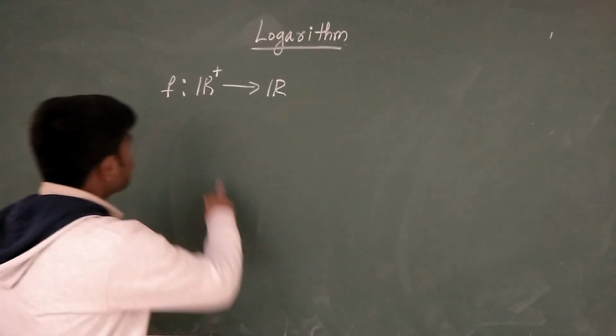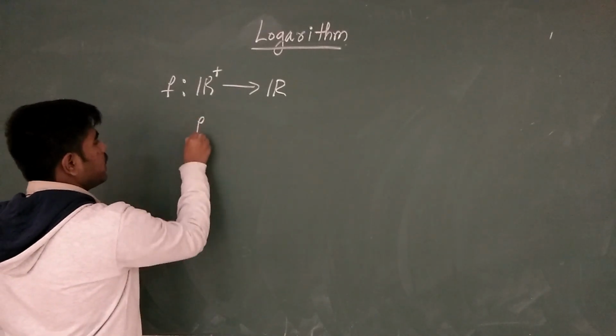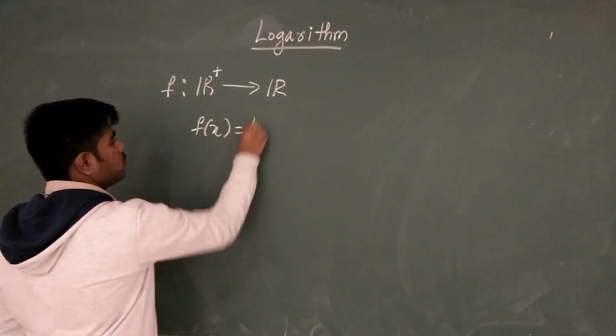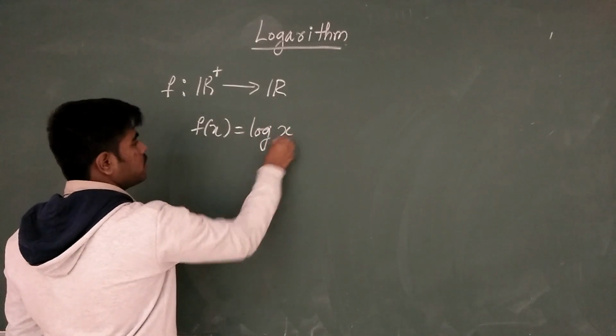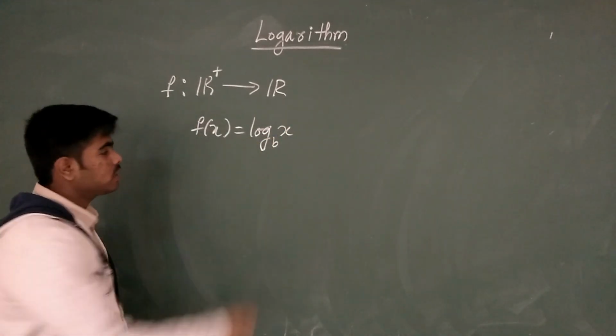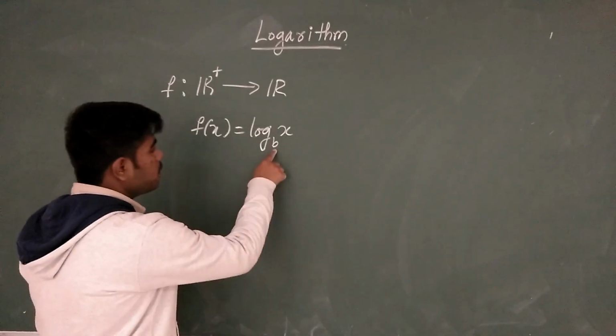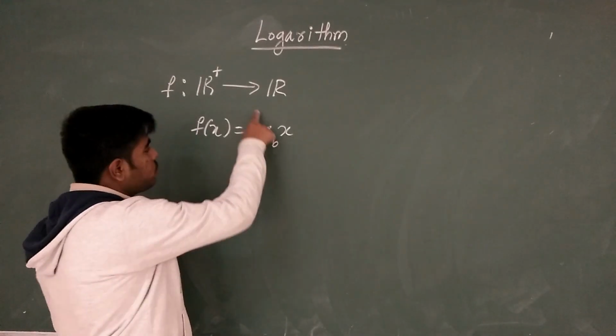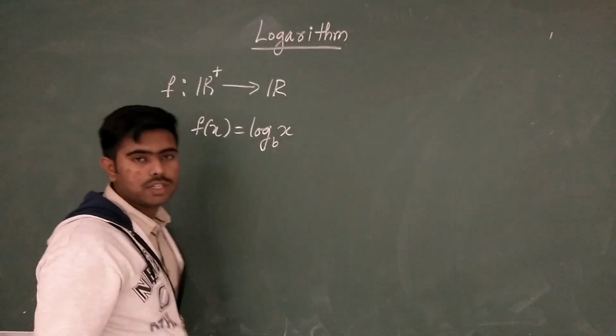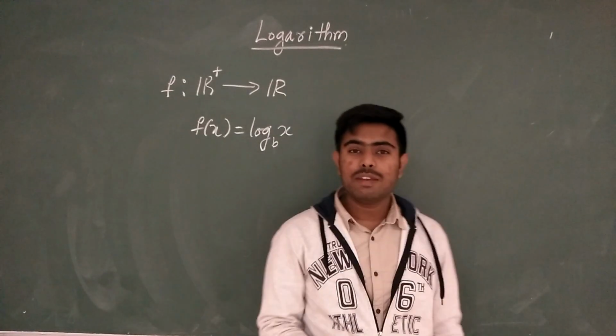Now, it is defined as f of x is equal to log x to the base b, or say to the base a, whatever it is. Here b is called the base of this logarithmic function. What do you mean by base?